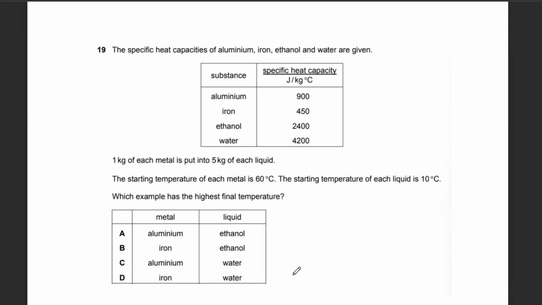The specific heat capacities of aluminium, iron, ethanol, and water are given. 1 kilogram of each metal is put into 5 kilograms of each liquid. The starting temperature of each metal is 60 degrees Celsius. The starting temperature of each liquid is 10 degrees Celsius. Which example has the highest final temperature?